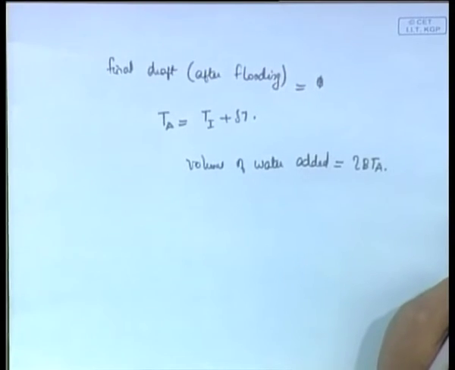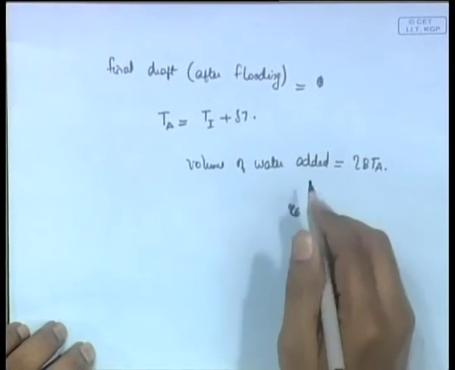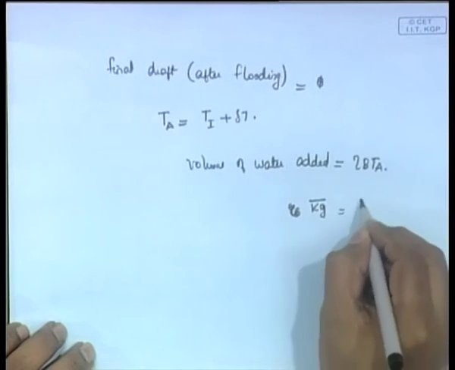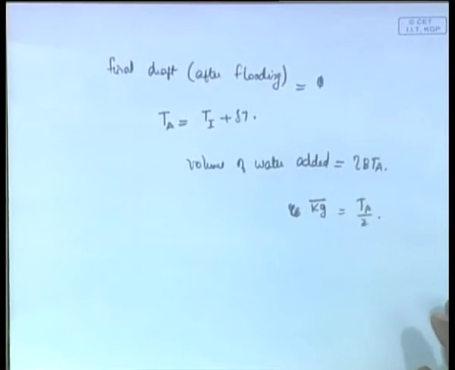Now, the center of gravity of this water is at its KG, not LCG or VCG. This is just for that water, okay. It is equal to T A by 2. This is the center of gravity of the water added. T A is the total height at which the water is added, divided by 2 will give you the VCG, the center of gravity of the water added.